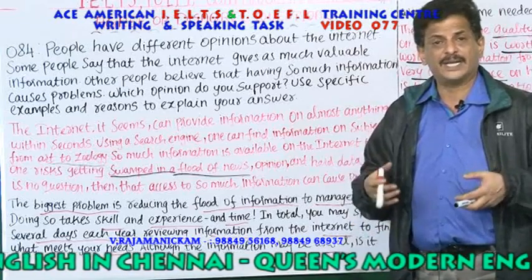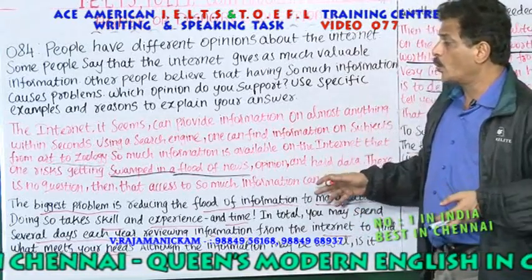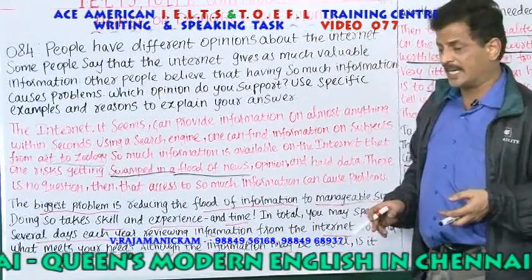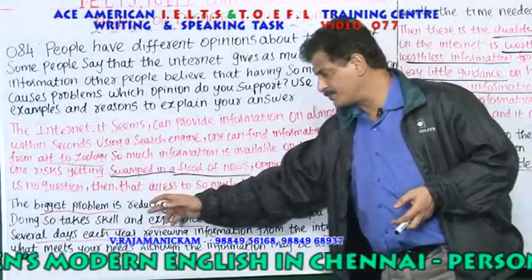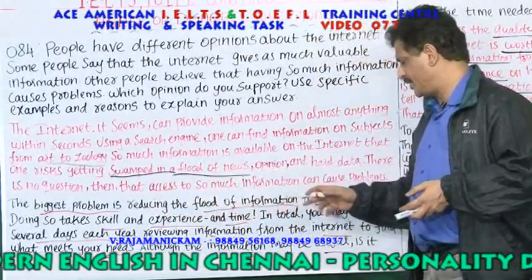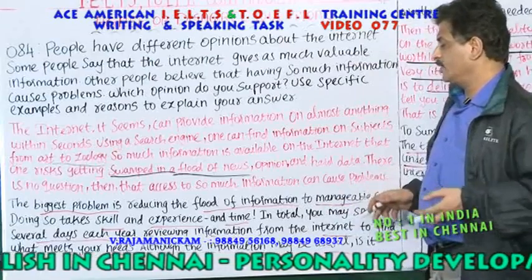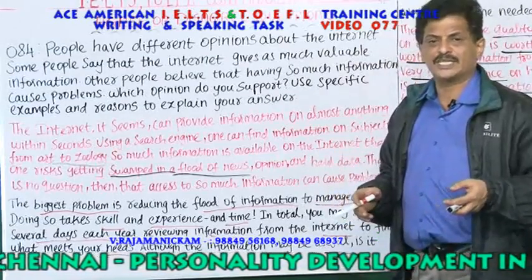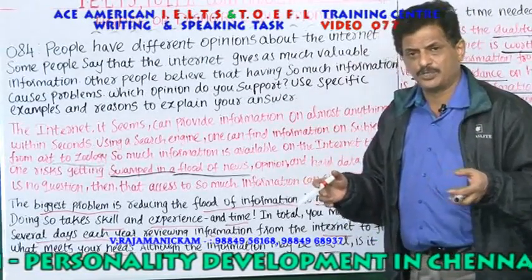Flood of news. ஃப்ளட் என்றால் என்ன? புயல் போன்று தகவல்கள் வருகிறது. நியூஸ், ஒப்பீனியன், கருத்துக்கள் and hard data, நிறைய தகவல்கள் வருகிறது. There is no question, அது கேள்வியே கிடையாது. Then that access to so much information can cause problems.